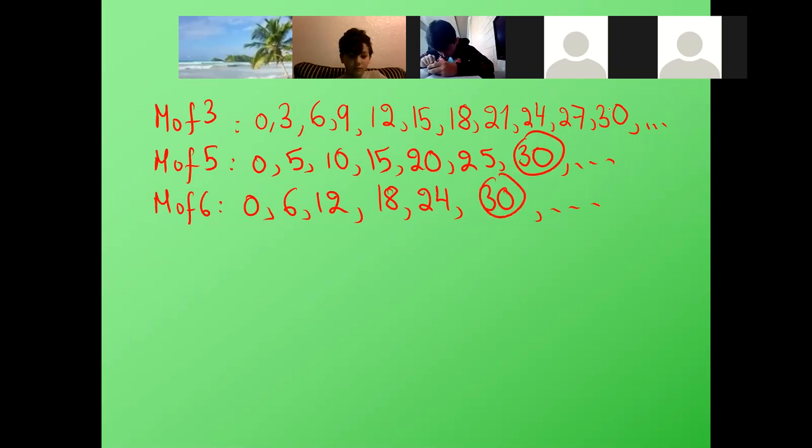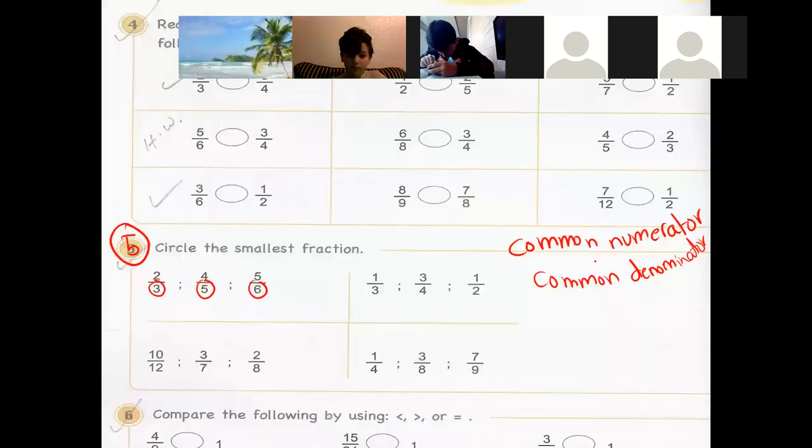30. We can't choose 15. 15 is a common multiple of 3 and 5, but is it in table 6? No. So 30 is the first common multiple other than 0. So the common denominator is how much? 30. So first step, I will copy the common denominator in all.